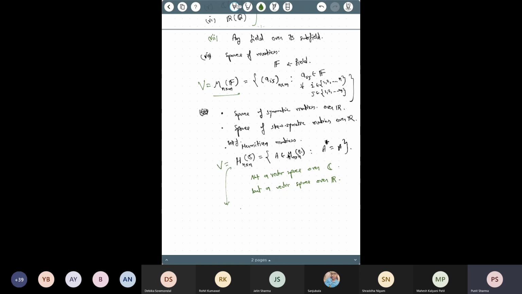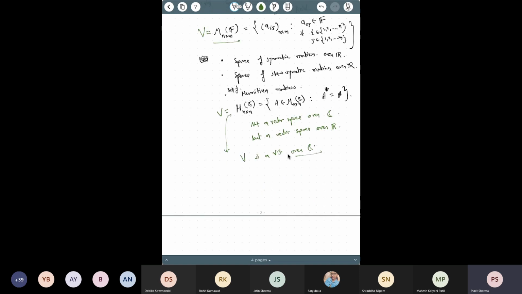Now I want to check whether V is a vector space over C or not. If I want to say that this is a vector space over C, I have to first look at two operations. Usually, if we are not specifying particular operations, we can assume that they are the usual addition and scalar multiplication of matrices.